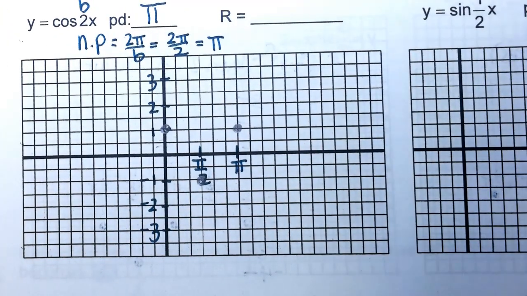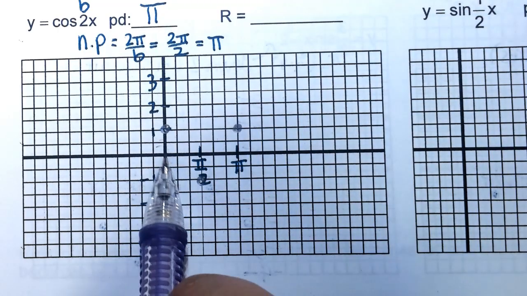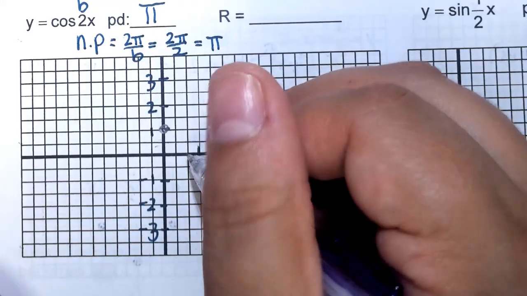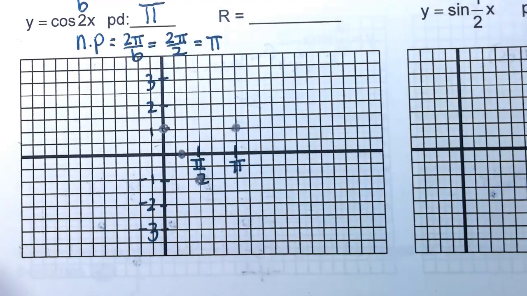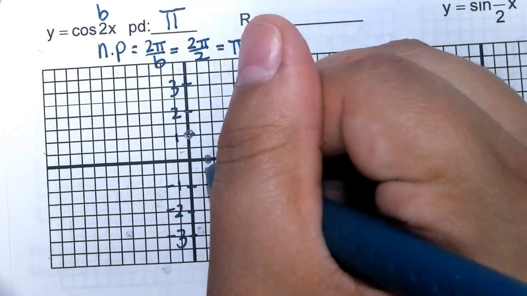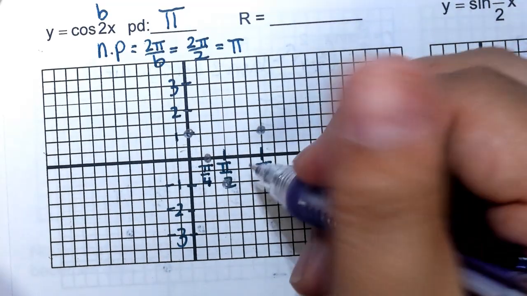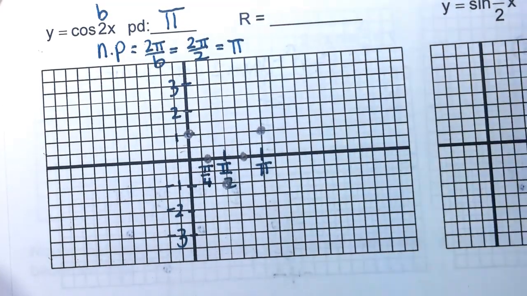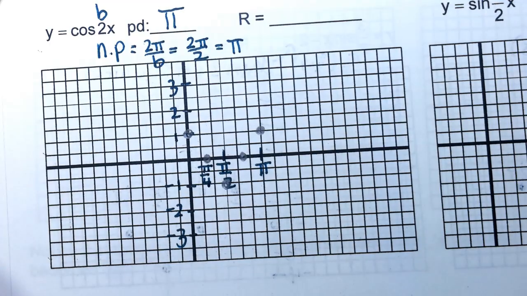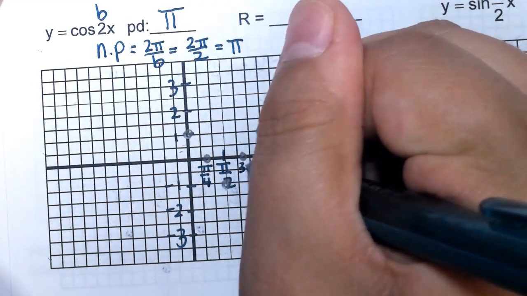Where is it going to hit my zeros at? In between 0 and pi over 2, what would that be right here? It would be pi over 4. And what about on the other side? What's in between pi over 2 and pi? 3 pi over 4.